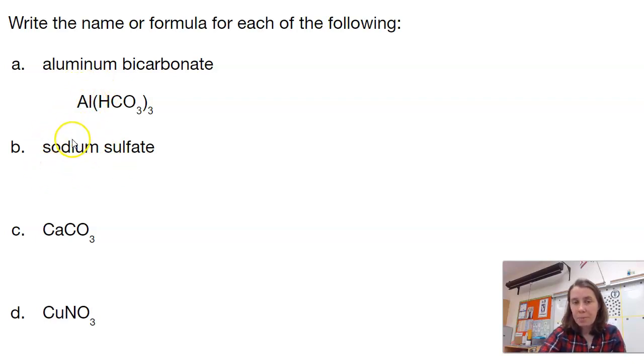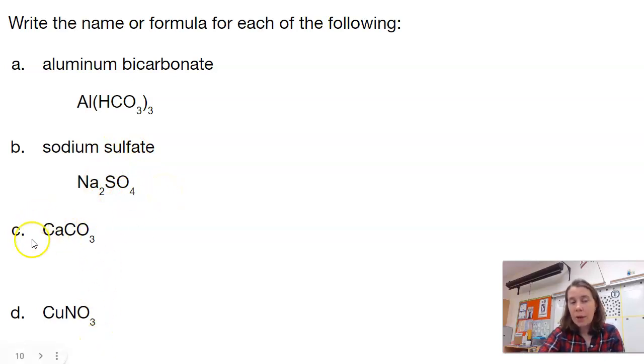Sodium is +1. Sulfate is SO4 with a 2-. So we will need 2 sodiums to neutralize the sulfate. Okay. You'll also notice I put parentheses around the polyatomic ion if there is more than one. If there's only one of them, it doesn't need any parentheses.